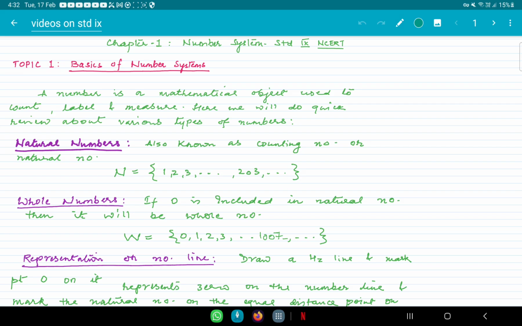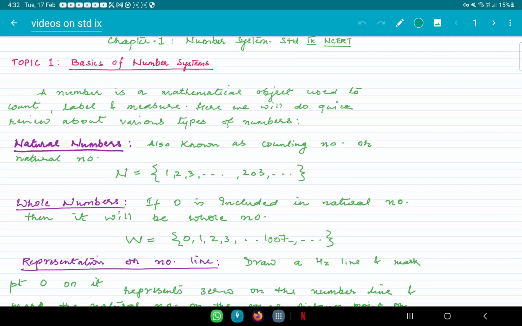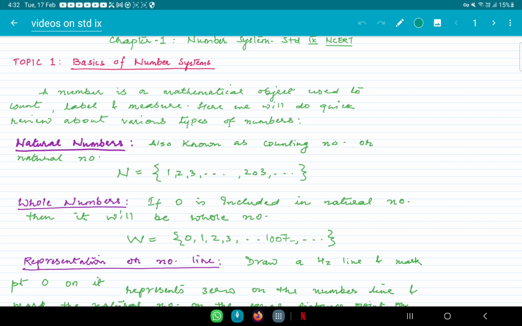So basics of number system means a number is a mathematical object. Mathematical object means it can come in the form of 1, 2, 3, or 1001, or 1 lakh. It can come in any form. So a number is a mathematical object used to count, label and measure. Whatever we are seeing in the world, that is all on the numbers. So everything is related with the number.